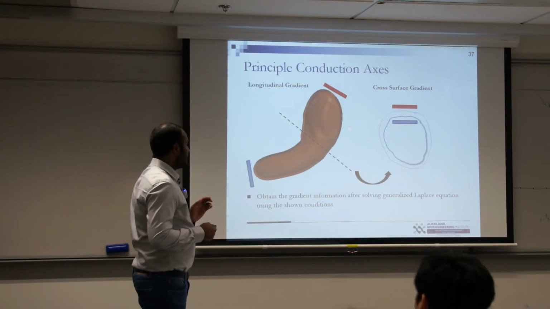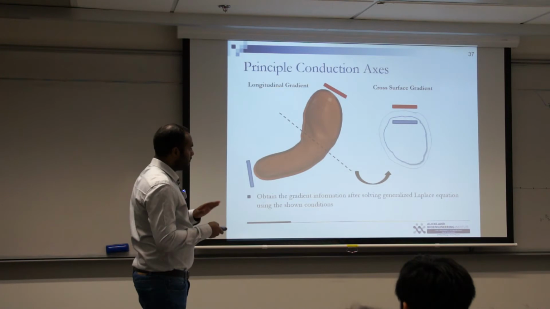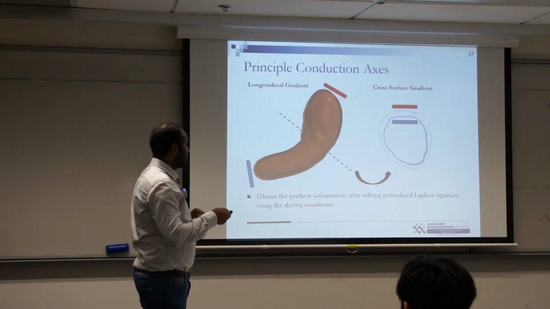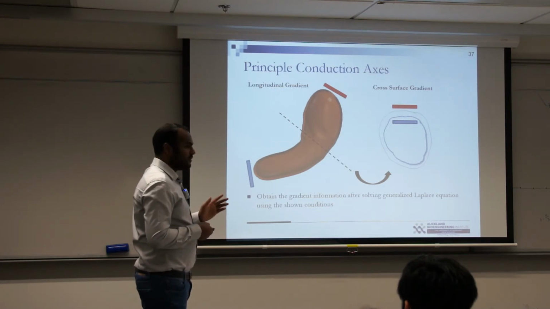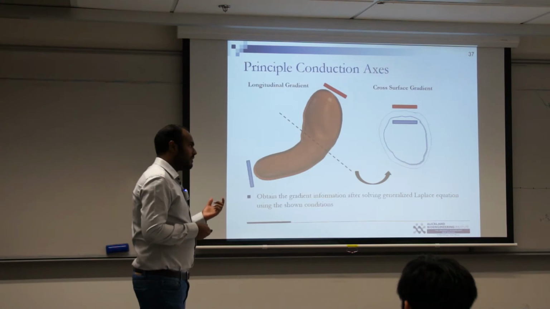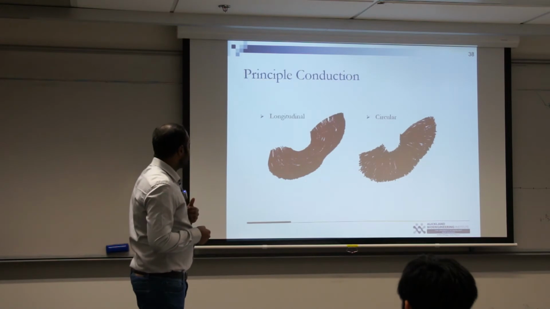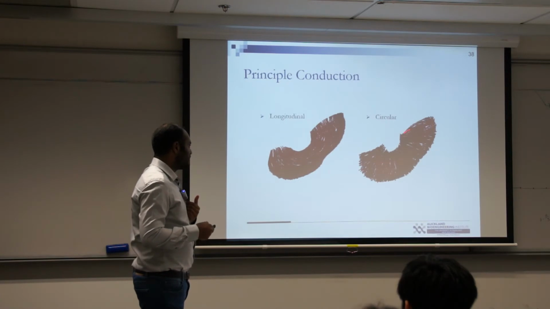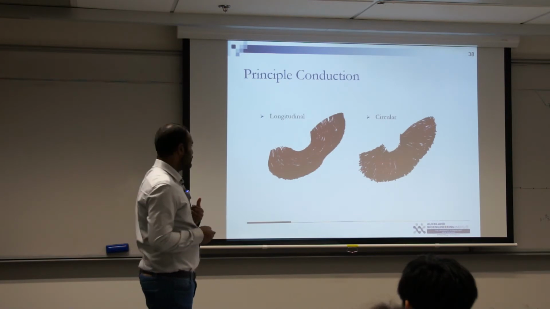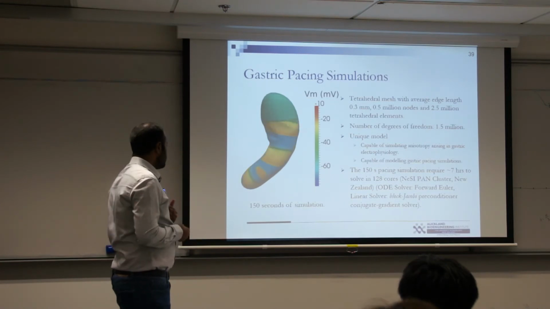And similarly, for the cross-surface gradient, we apply the low and high on the inside surface and the outer shell. Once we solve that and find the gradient of the entire solution, we get the fibers as required. So this is the longitudinal, and this is the circular fibers for the slow wave simulation. And then this is the simulation that we perform.